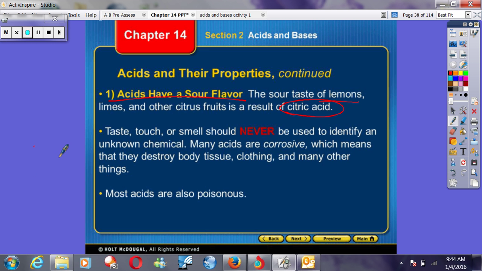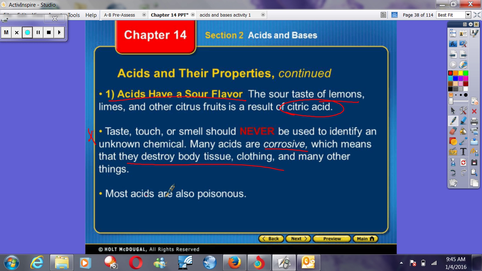Again, you'll see this a bunch. Be sure we take note of this. Taste, touch, or smell should never be used to identify an unknown chemical. Many acids are corrosive, and that's another vocab term we'll get when you get back. Corrosive means that they can destroy body tissue, clothing, and many other things.